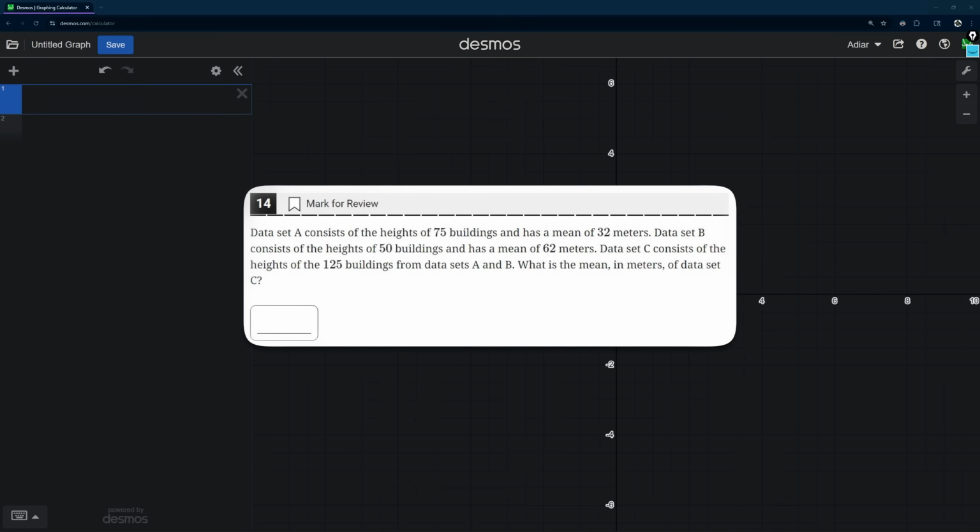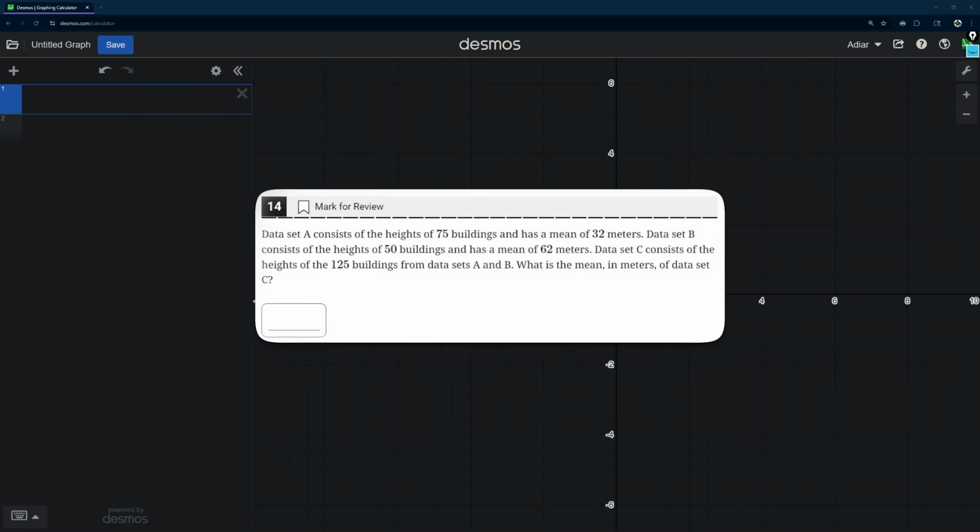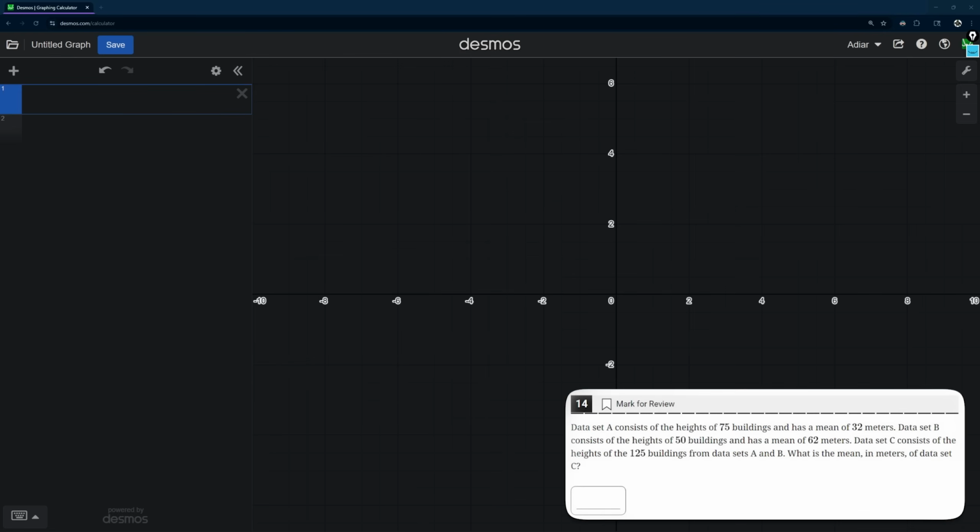This question says, dataset A consists of the heights of 75 buildings and has a mean of 32 meters. Dataset B consists of heights of 50 buildings and has a mean of 62 meters. Dataset C contains the heights of 125 buildings from dataset A and dataset B. What is the mean of dataset C? So dataset C is just taking all the buildings from A and all the buildings of B and combining them together. What I want to do is look at how that might work, because it's not as simple as just taking the mean of 32 and 62 meters, because they have a different amount of buildings inside of them.